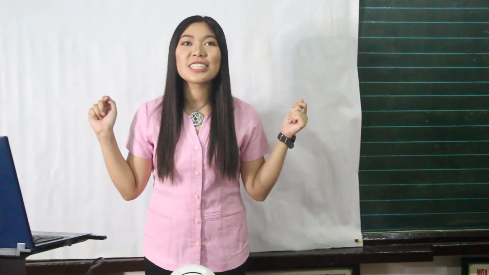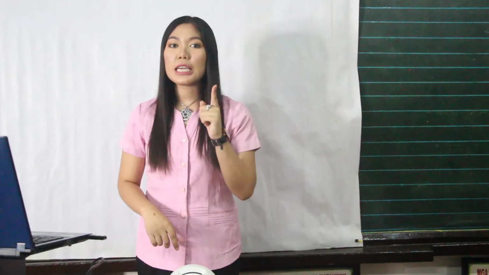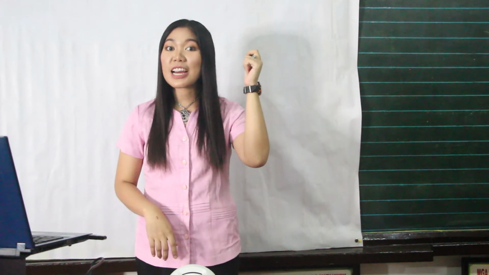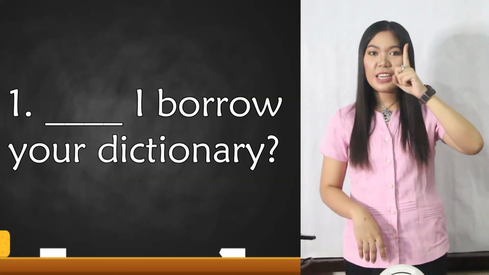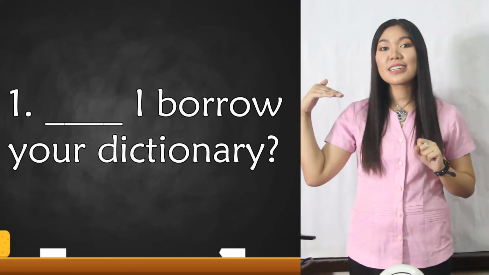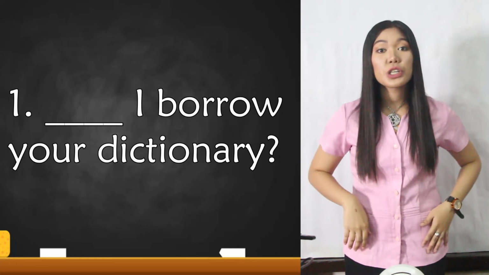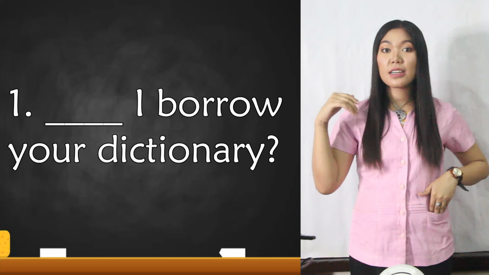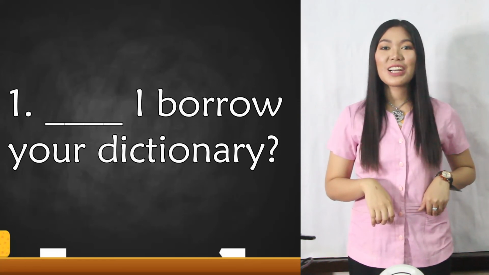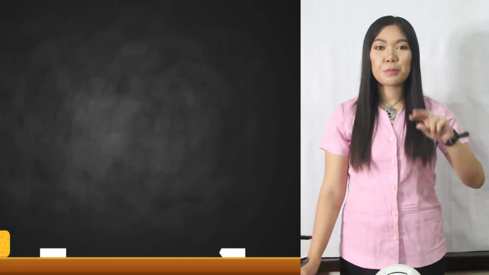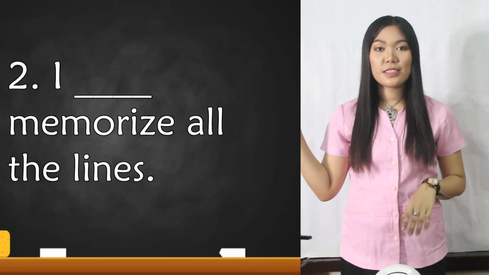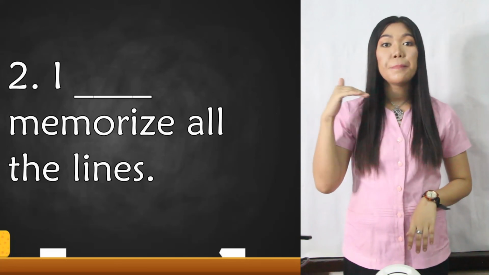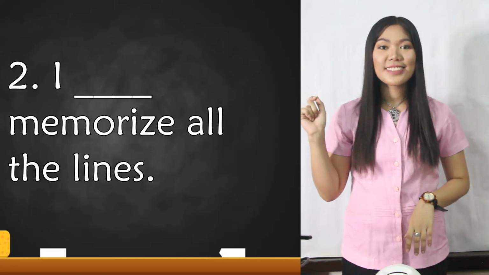Okay, we're done with the discussion. Now it's your turn. Please be wise in answering. I know you've learned something from today's discussion, so I will just give you 2 items. Ready? Number 1. Blank I borrow your dictionary. Now for the last item, I blank all the lines.